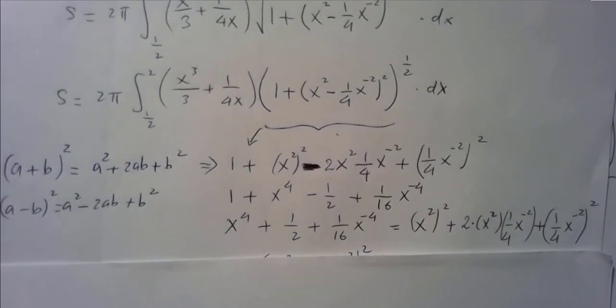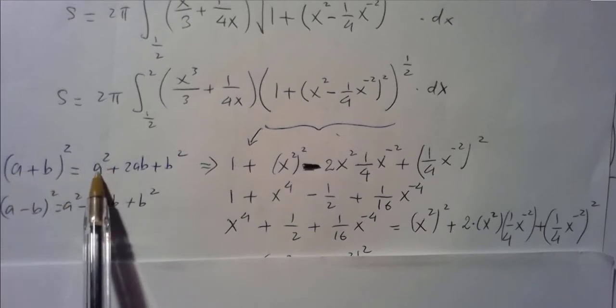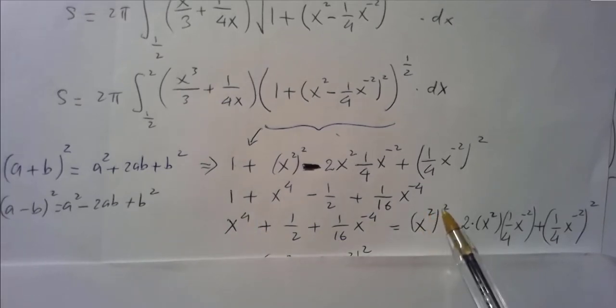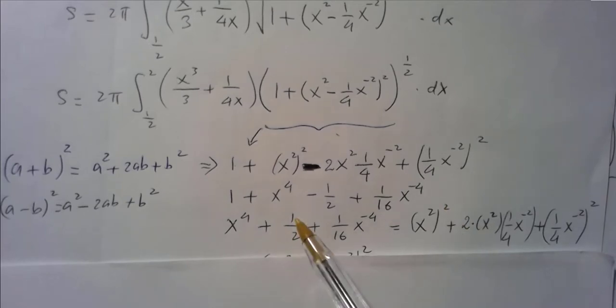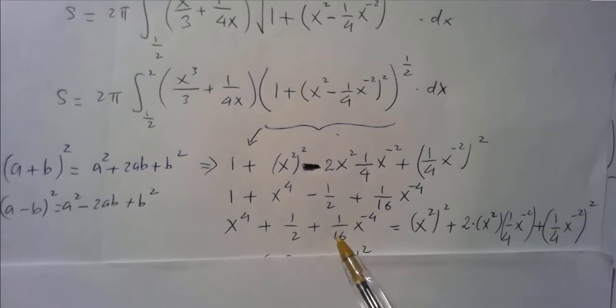And then you can see that I can use another property. (a plus b) square becomes a square plus 2ab plus b square. And then I can see that x to the 4th power, I can rewrite as x square and x square. And then 1/2, this is the middle term. I know that this is the last term, so I can rewrite the last term as 1/4 x to the minus 2, and then the whole quantity squared, so that when I square it back, I should get what? 1/4 square gives me 1/16, and then x to the minus 2 square is x to the minus 4.